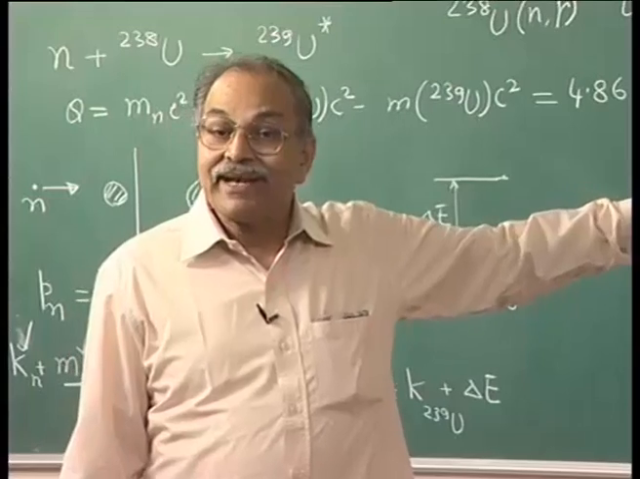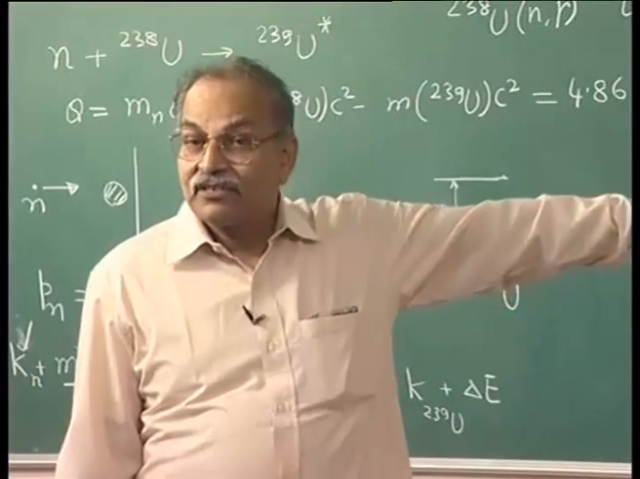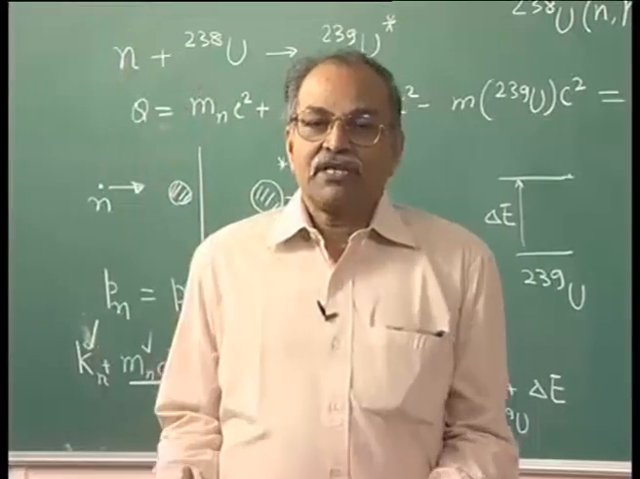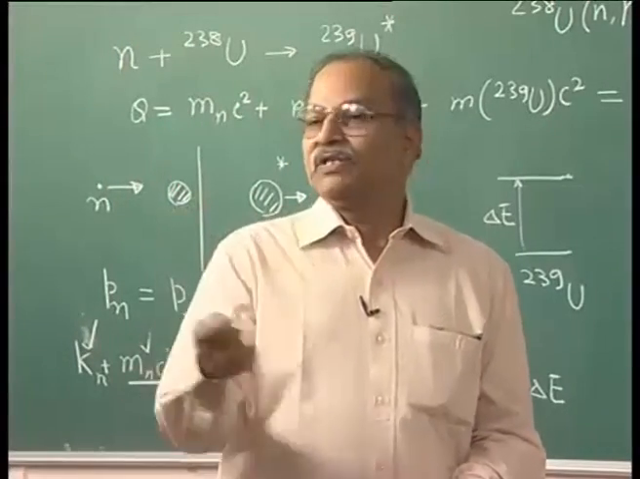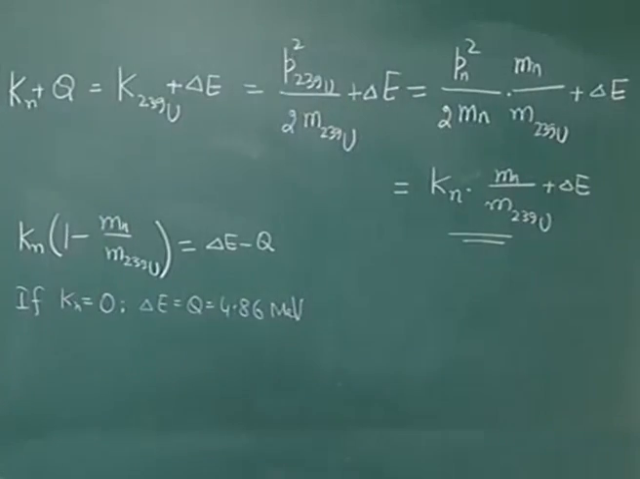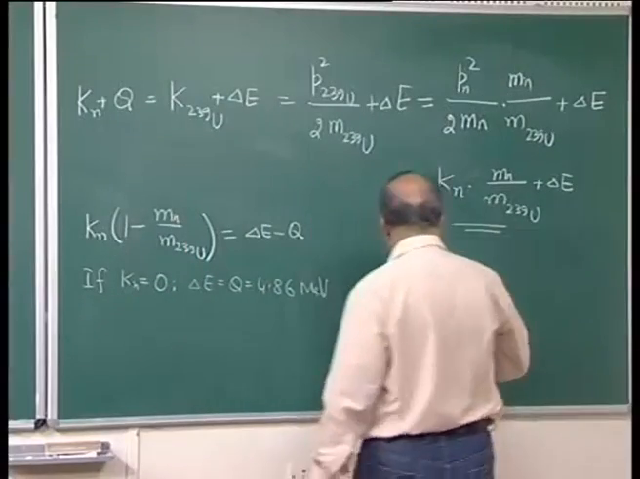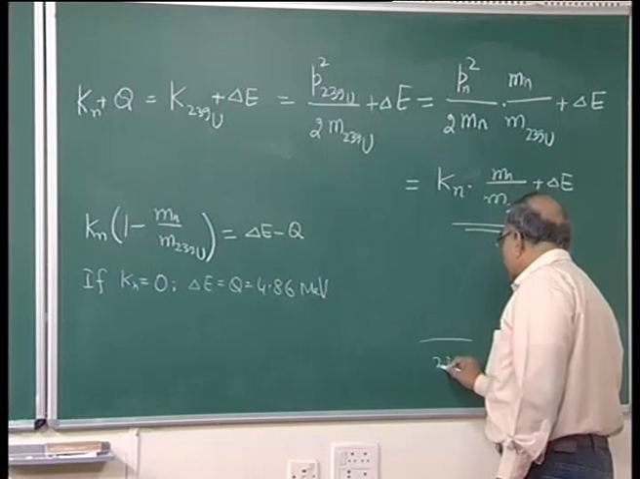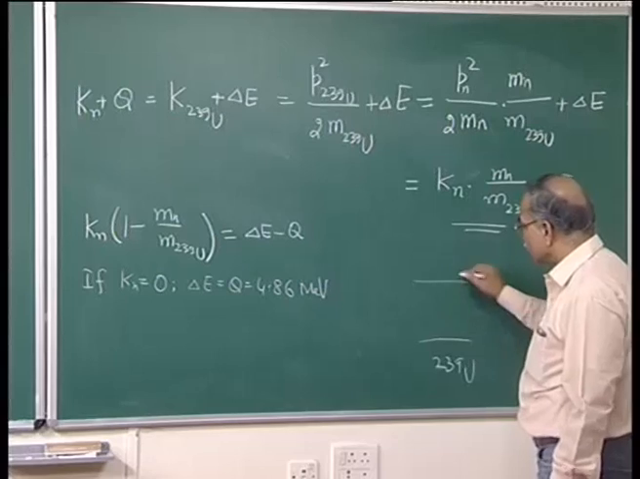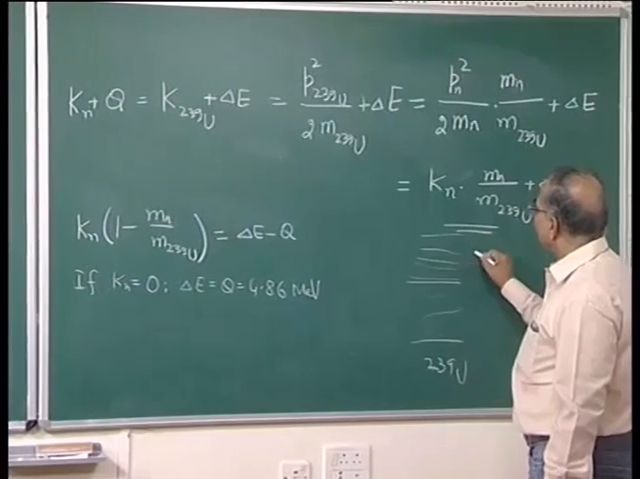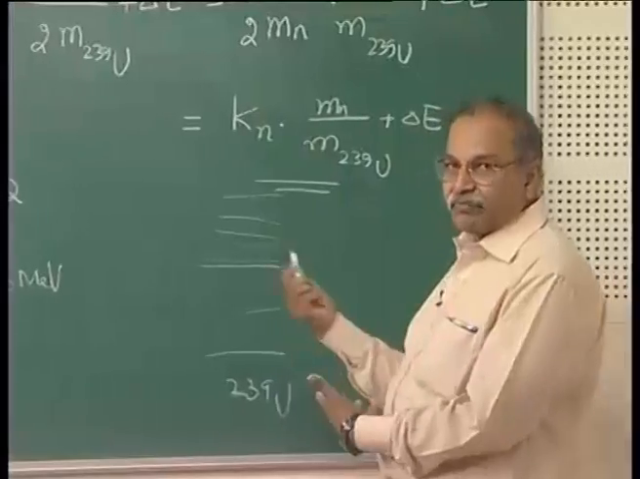Now, where is that energy? Is there an energy level there? Because a nucleus will have discrete energy levels. So, I just cannot demand that it excite at this particular energy. The uranium 239 nucleus has got its own energy levels, right. So, at 4.86 there may be a level, there may not be a level.